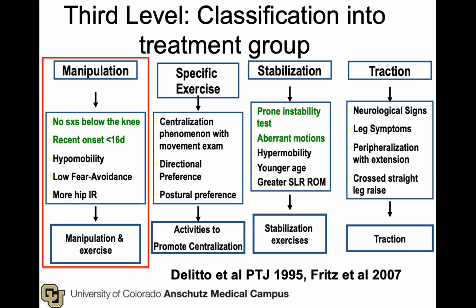So finally, we get into the third level, which is actually classifying into treatment groups. Now I'm going to go through each one of these 4 in a little bit of detail, highlighting some of the landmark studies, but keep in mind there are dozens of studies behind each one of these classifications. If we look at manipulation, the research has panned out that there are 5 criteria that tend to predict a good response to manipulation. And this is no symptoms below the knee, a recent onset of less than 16 days, hypomobility or stiffness in the lumbar spine, low fear avoidance like Waddell talked about, and then more hip internal rotation.